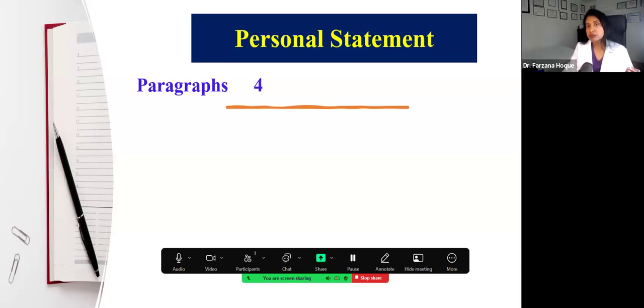So let's see what these 4 paragraphs will be. The first paragraph should be the introduction. And there is a saying that the first line, or at least the first 1 or 2 lines, will be the hook.